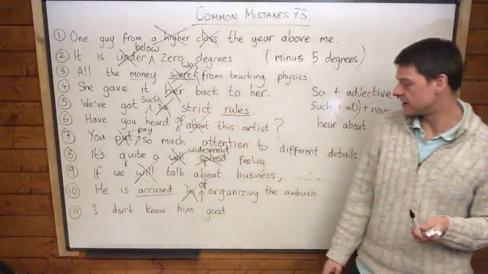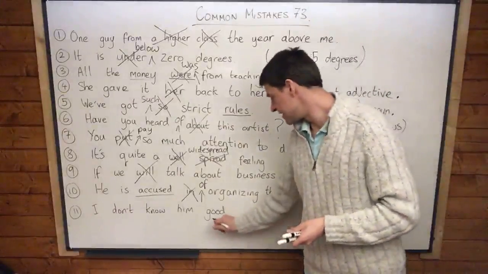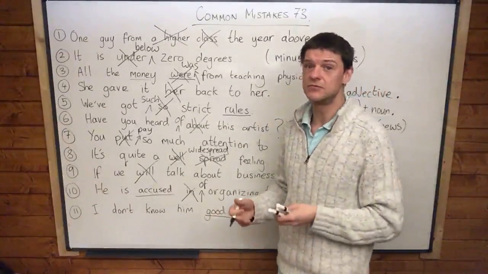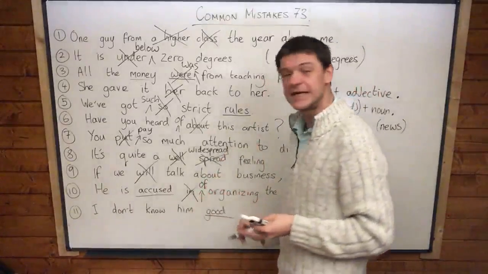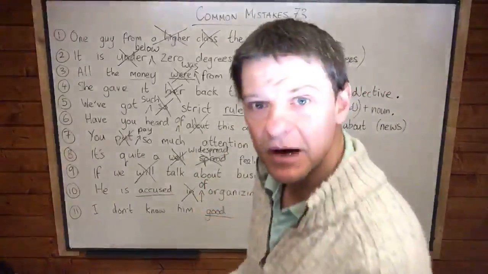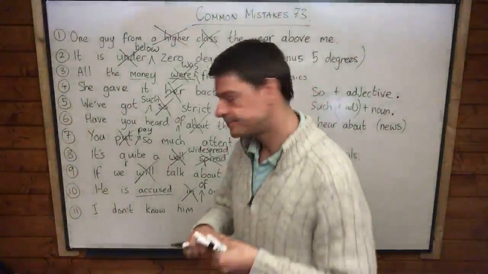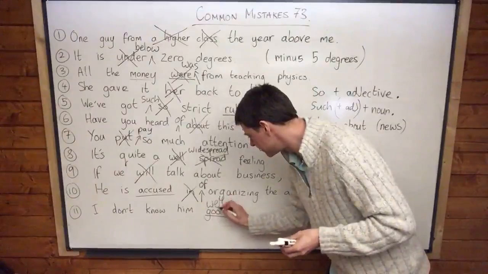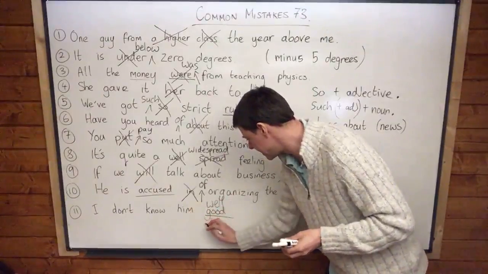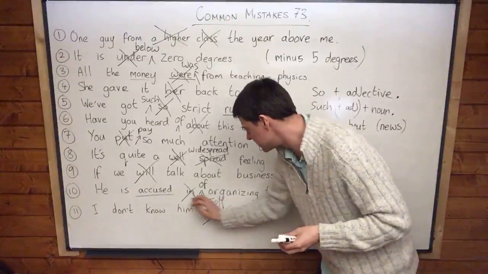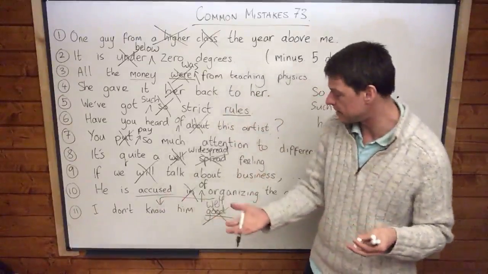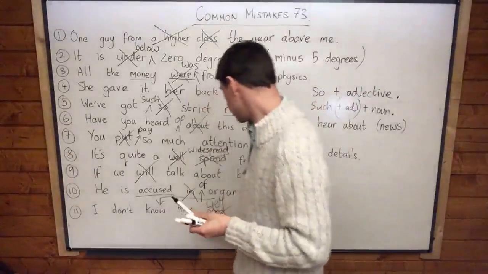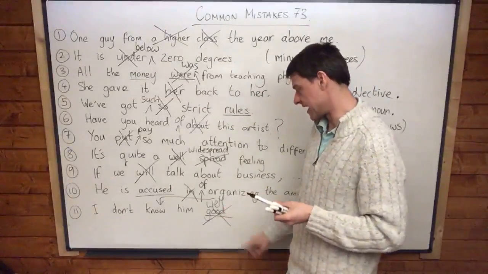Last one, number 11, I don't know him good. This is an adjective. It's an irregular adjective. We don't make the adverb by just saying goodly. We make the adverb by saying well. So I don't know him well is what we need to say here, because this is not modifying him. It's modifying the verb know. I know him well, I don't know him well. It's when we're modifying a verb, so it's an adverb we need and not an adjective.